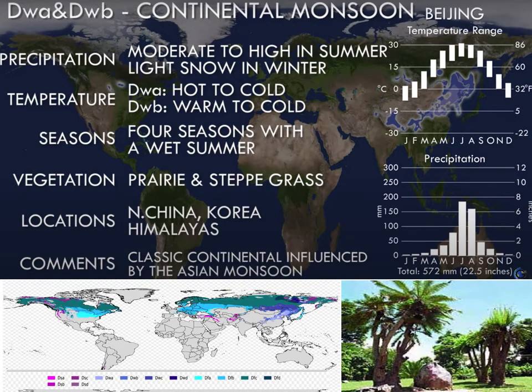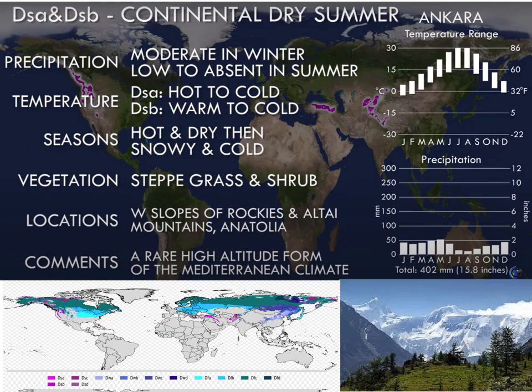Now DWA, DWB. These are the same as DFA and DFB, the previous categories, except with little or no rain in the winter. This is located exclusively in eastern Asia due to the influence of the Asian monsoons. The next is DSA and DSB, continental dry summer. The same as other continental climates, but here the only variation is that summer is dry instead of winter. In the previous case winter was dry, but here summer is dry. These areas are not common and usually occur in high-altitude areas in the Mediterranean climatic zones.